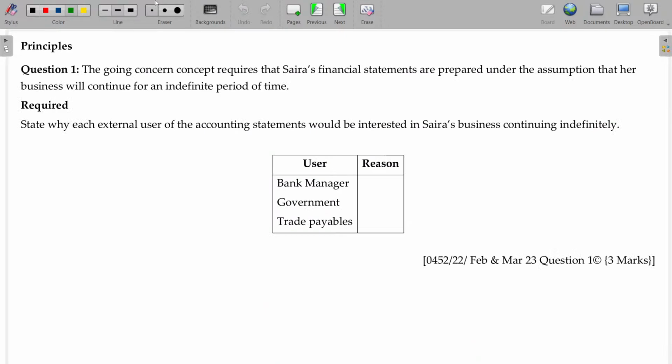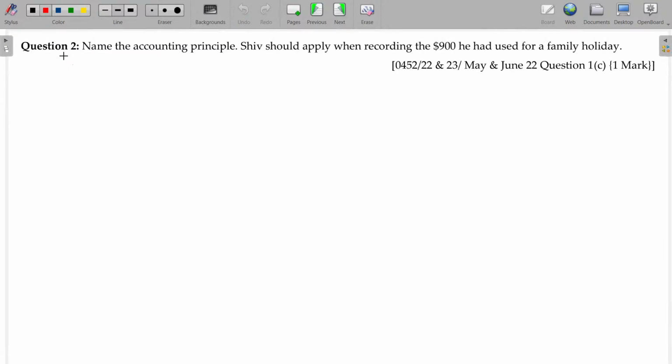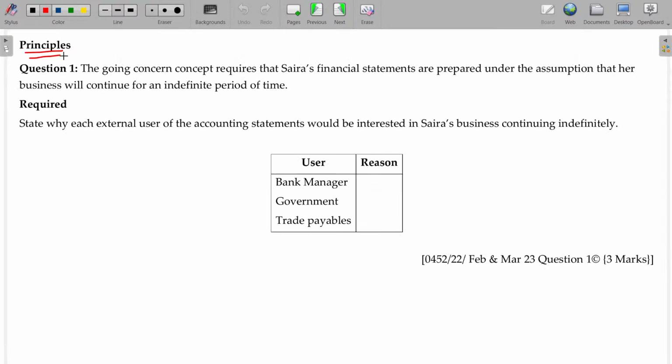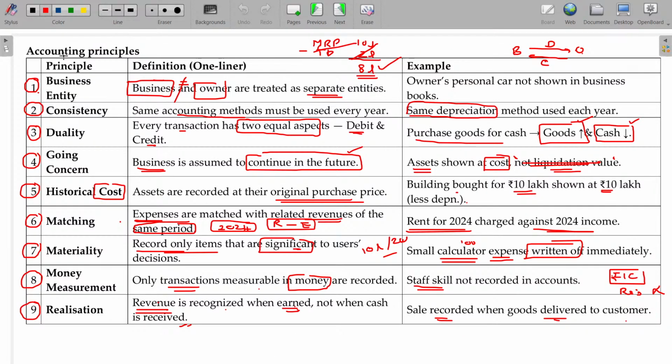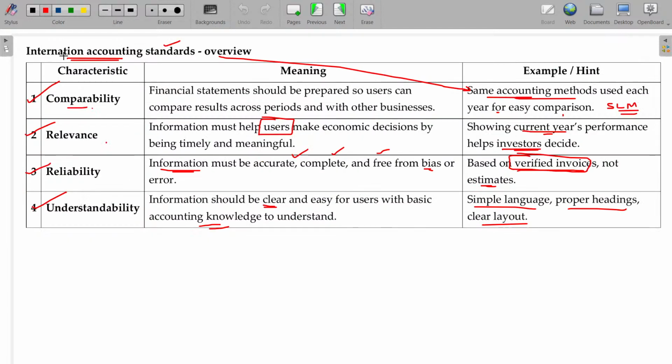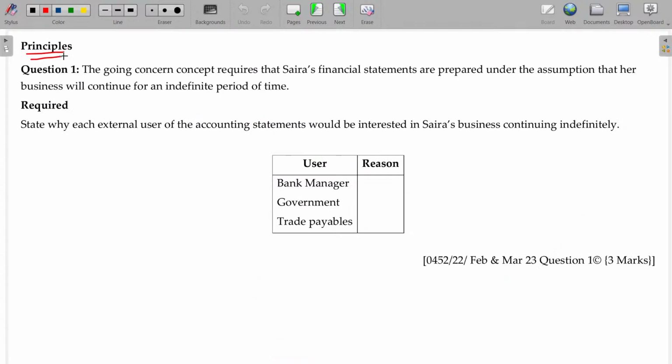Now what happens here? Principle related illustrations we are going to see. Two questions asked in the examination, carrying 1 mark and here 3 marks each, are related to the principles. So the principles we have seen: business entity, consistency, duality, going concern, historical cost, matching, materiality, money measurement and realization. From those principles you can answer this.